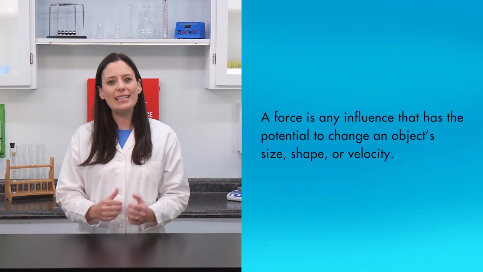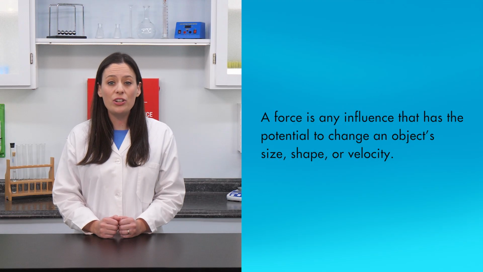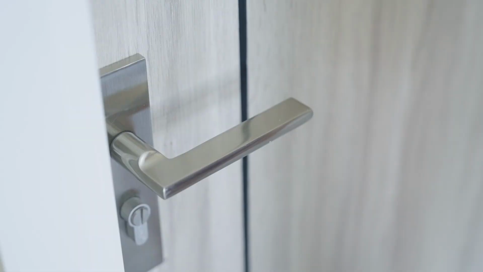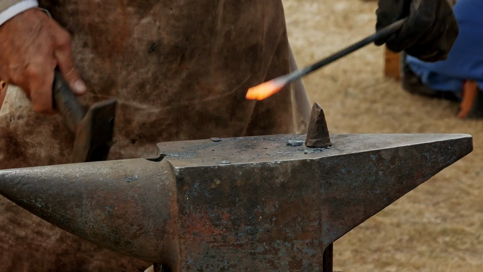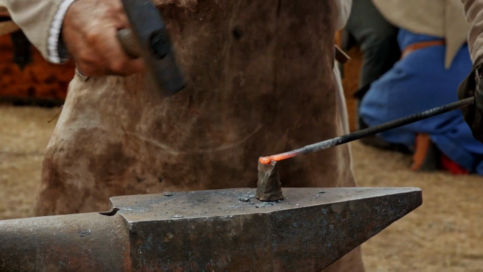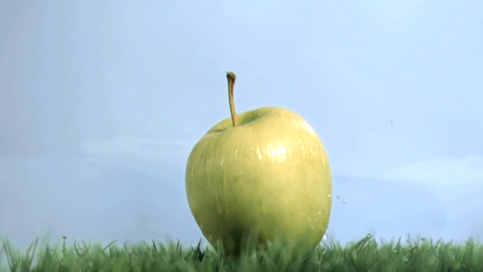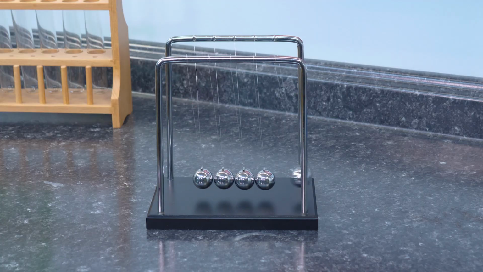According to the first law of motion, an object at rest will remain at rest unless acted on by an external force. A force is defined as any influence, such as a push or pull, that has the potential to change an object's size, shape, or velocity. An external force could be a hand pushing or pulling an object, or it could be a hammer striking a piece of metal to shape it. It could be gravity pulling an object to the ground, or it could be the results of 2 colliding objects.